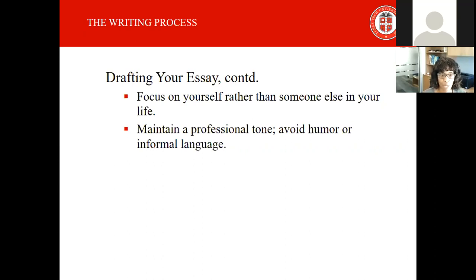As you're drafting, you want to maintain a professional tone. You want to avoid humor or informal language. So anyone have an idea why you might want to avoid humor? You can just type it up in chat. I mean, you can include humor if you want to, but what might happen? What's the risk you're running if you include humor in your statement? Any ideas?